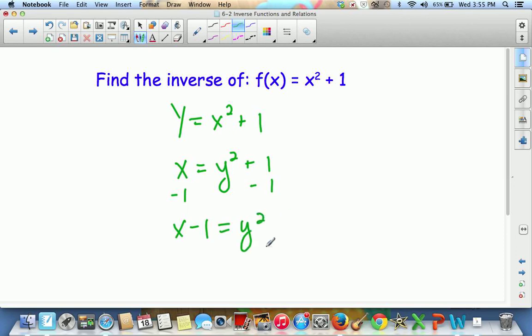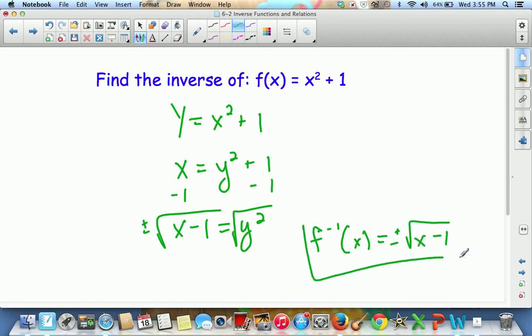And now how do we get y by itself? I'm so used to saying x. So we're going to square root the whole thing. And remember, every time you have a square root, you're going to have a plus or minus right here. So our f to the -1 of x, or inverse of x, that's how we say it, equals plus or minus the square root of x minus 1. And there you go.